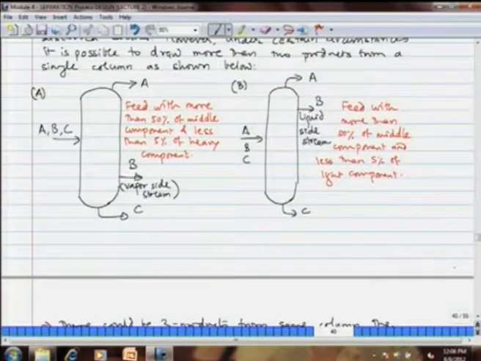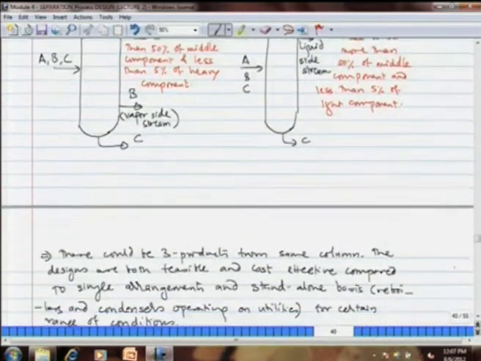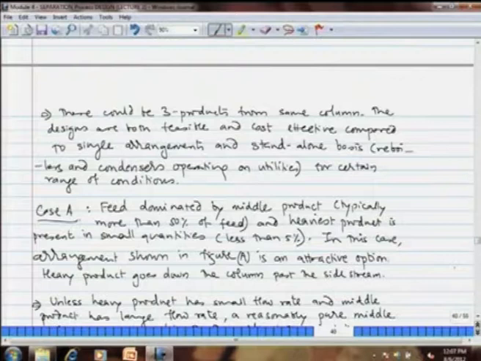Now, how? If you have a feed such that the middle component B comprises more than 50% and either of A and C is less than 5%, like case A, which is shown here on the left hand side, is for feed with more than 50% of the middle component and less than 5% of the heavy component, and case B, which is shown on the right hand side, is feed with more than 50% of the middle component and less than 5% of the light component. In this case, there could be 3 products from the same column. The designs are both feasible and cost effective compared to the single arrangement and standalone basis. That means reboilers and condensers operating on utilities for a certain range of conditions.